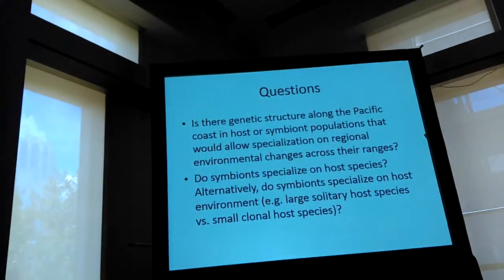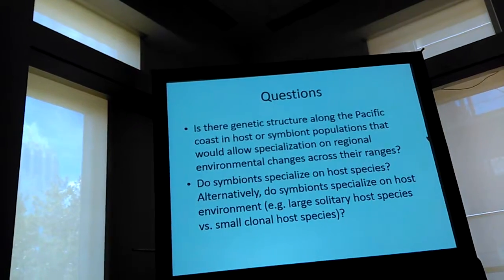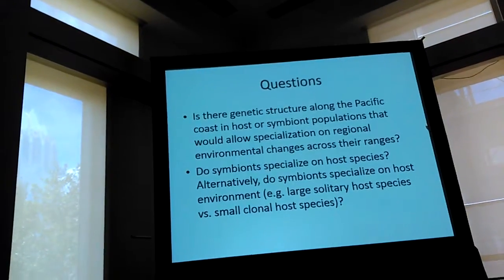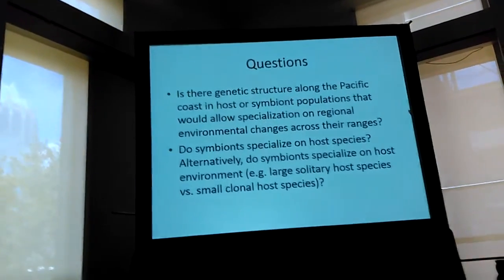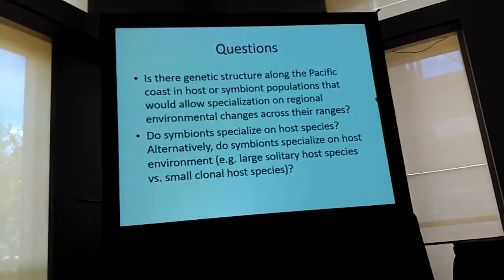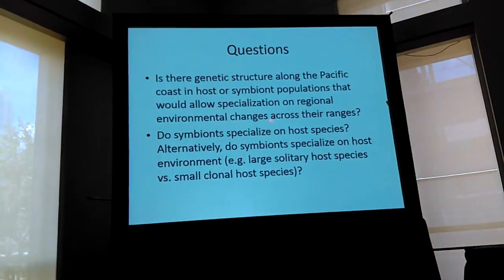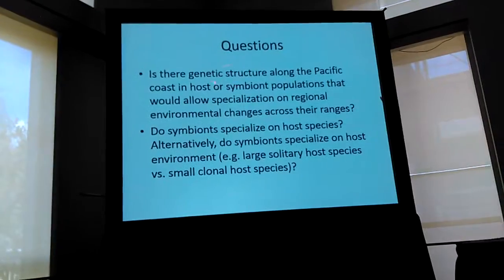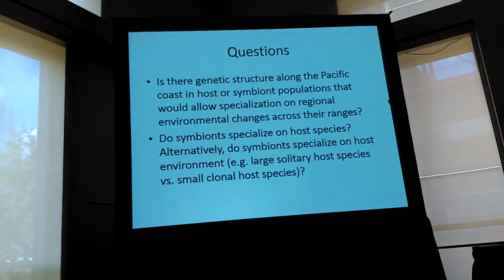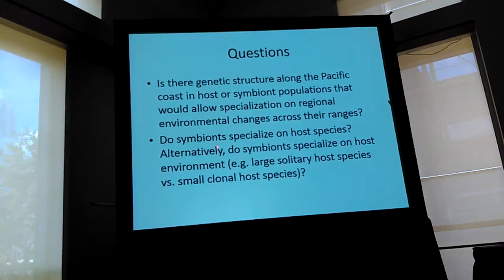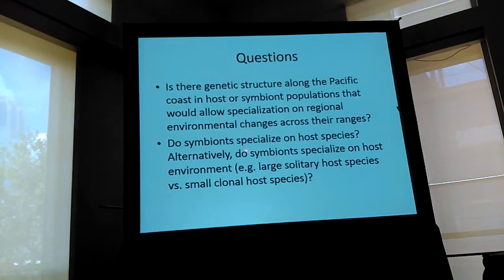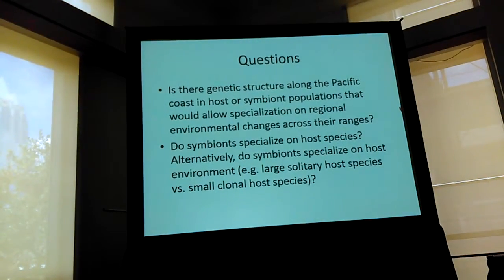So the broad questions that I'm going to address today: first, whether or not there's genetic structure on the Pacific coast, in the host or the symbiont populations, that might allow for specialization of either or both on regional environmental scales. So looking at the biggest large-scale picture of these guys, how might they change along their range? And then asking the additional question of whether or not symbionts specialize on host species. And if so, looking at alternative hypotheses about whether or not they specialize on host environments.